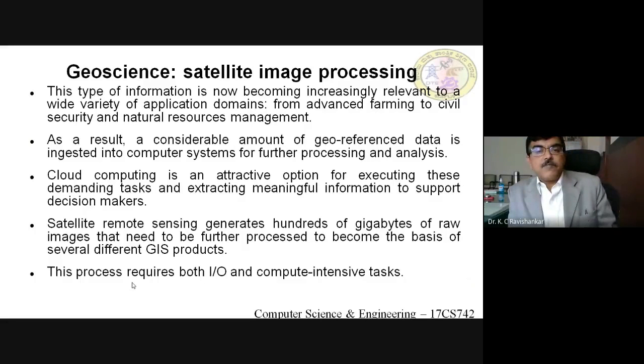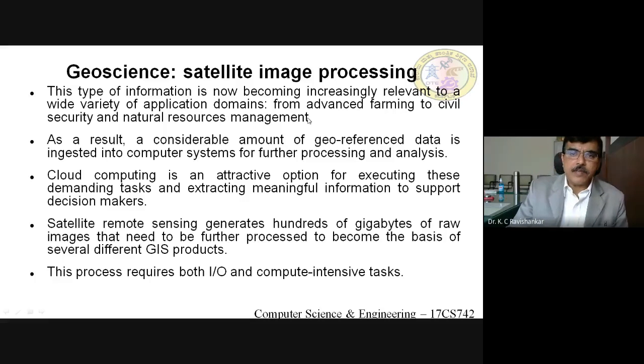This type of information is now becoming increasingly relevant to a wide variety of application domains, from advanced farming to civil security and natural resource management. Please understand this. These are all very advanced topics you need to understand, because people are now thinking to make technology for agriculture, technology for rural development.